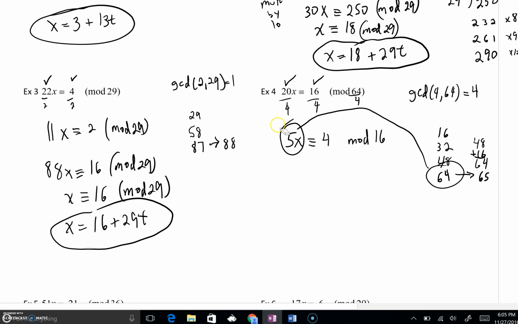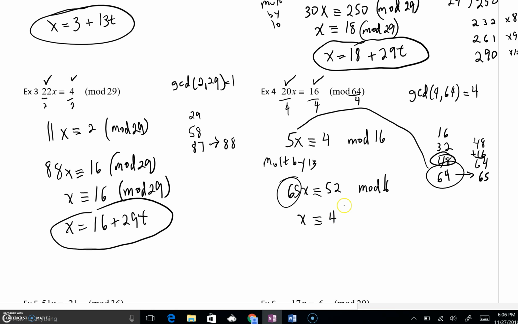So let's multiply both sides right now by 13. You might think, well, why are you doing that? Well, because now I'll have a 65x. 4 times 13 is 52. And like I just said, 65, when you divide that by 16, you will have a remainder of 1. And this just becomes a 1x. And 52, you can see, is very close to 48. It is 4 steps higher than 48.